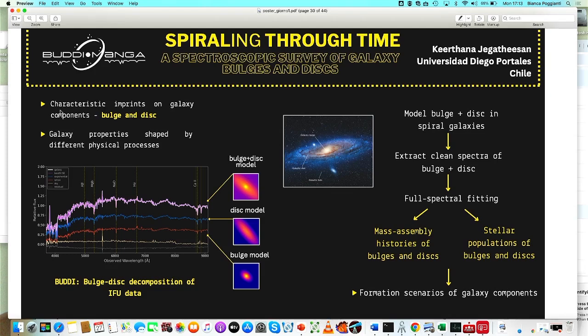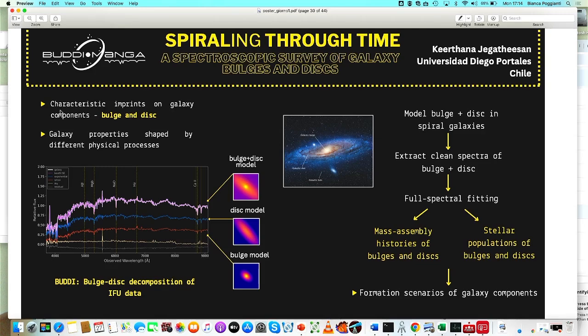So with Budimanga, we've built a sample of bulge and disk spectra by using integral field spectroscopy combined with a novel code called BUDDY, which models the bulge and the disk components in each image slice of a galaxy in the multiple wavelengths of an IFU data cube. From there, we can then extract the clean bulge and disk spectra.